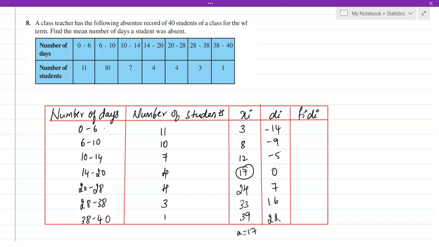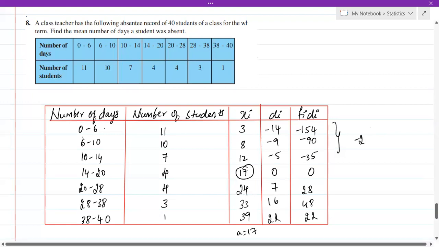Now let's multiply fi and di. So this becomes minus 154, minus 90, minus 35, 0, 28, 48, 22. Okay, so if we add all those things, we get minus 279.